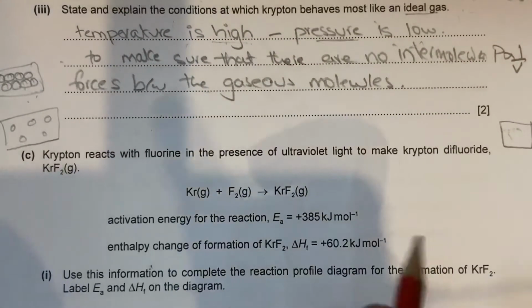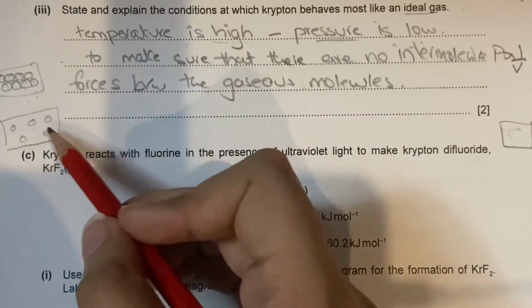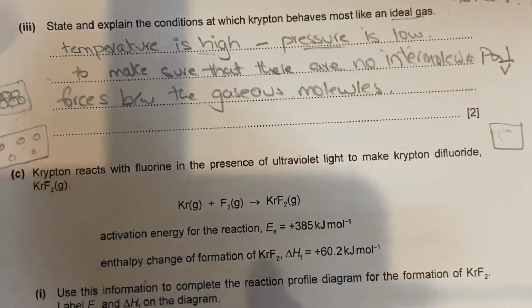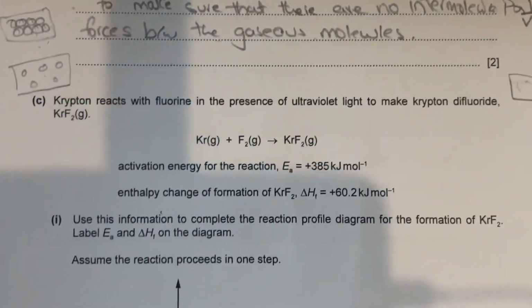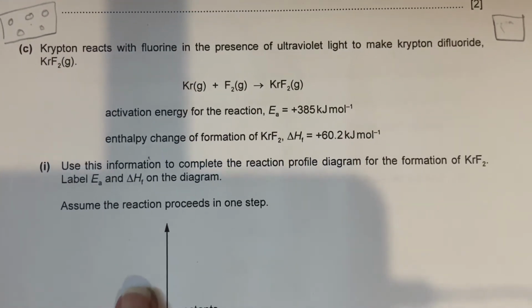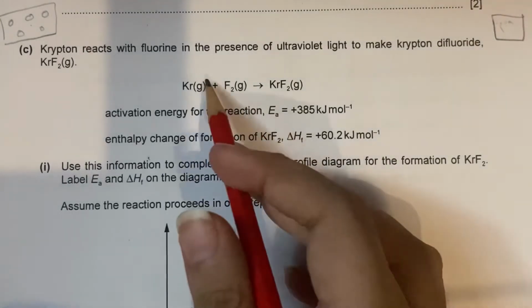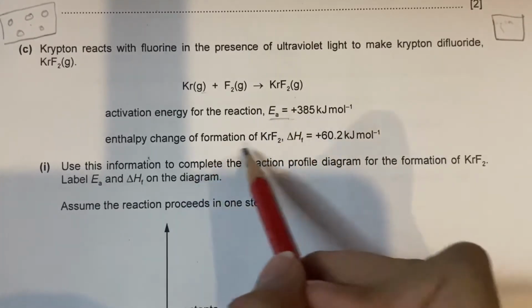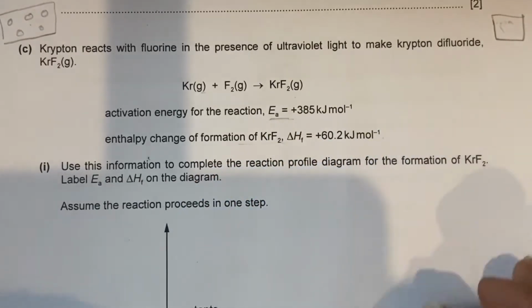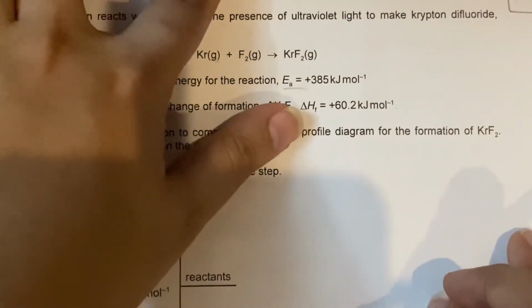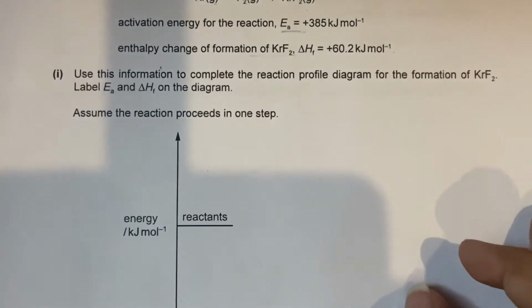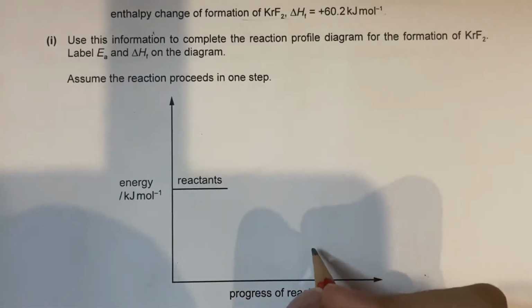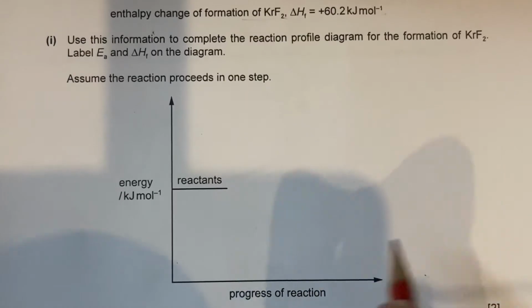Now, okay, so I didn't write the basic reason, which you can always write. I have just explained it, so I didn't write it. Alright. So krypton reacts with fluorine. This is the reaction. Activation energy is this, and enthalpy change of formation is this. And what do we have to do? We have to draw a reaction profile diagram.